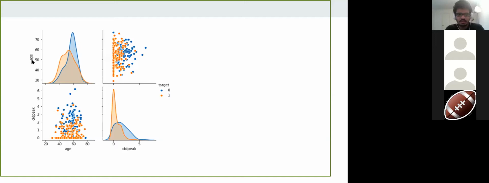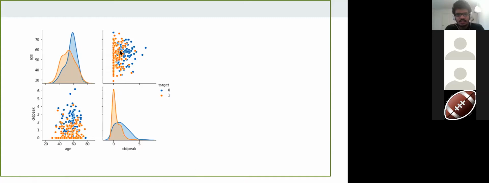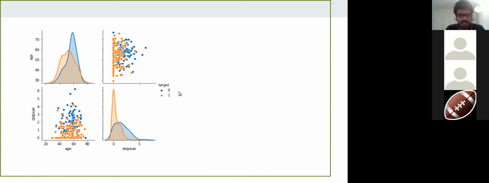So, for example, in this one, we have age versus old peak, right? We can see how they're distributed, and the colors. These colors, the orange and the blue, are for the target. So basically, I've separated those according to the target, and we can see that in this graph, especially, they are somewhat separable. They're actually symmetric graphs, but yeah, we can try to find some similarities, or we can try to find whether the data is separable, or we can gauge more information from these visualizations basically.